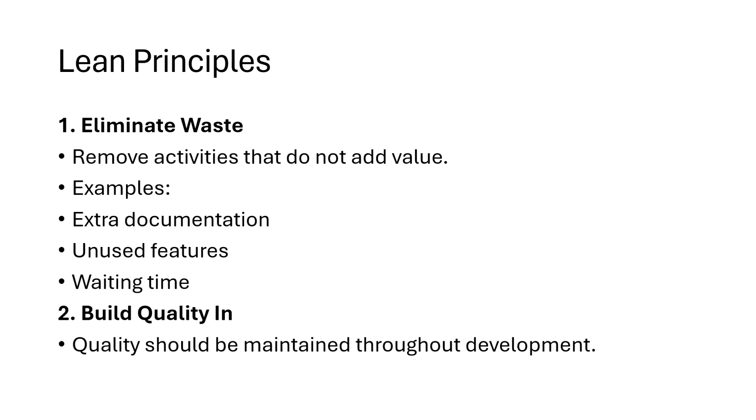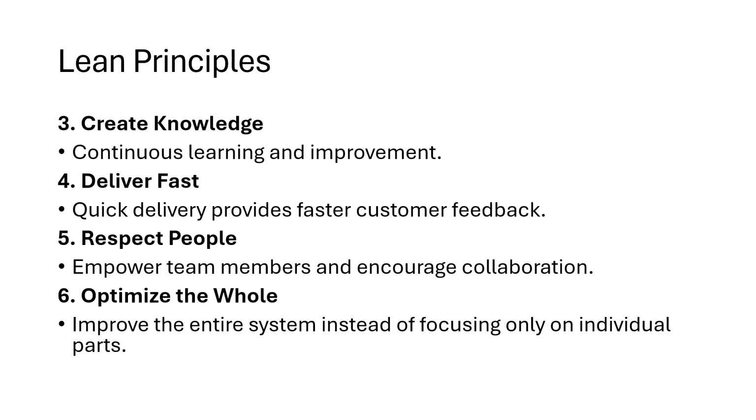Second, it says build quality. So quality should be maintained throughout development instead of fixing problems later. Third, it says create knowledge. What it means, lean encourages continuous learning and improvement. So adaptive है ये भी. Fourth, deliver fast. अब जब आप इन principles को पढ़ रहे होंगे ना, तो आपको इसको बहुत ज्यादा comparison नजर आएगा with the agile development.